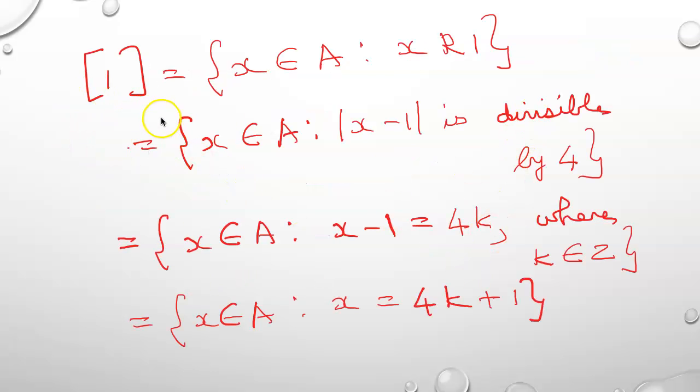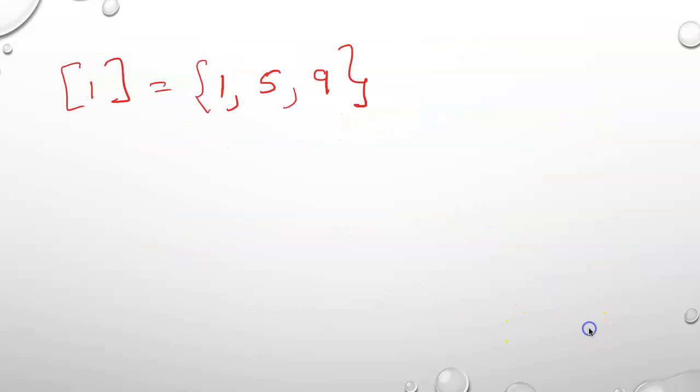So the equivalence class of 1 is the set of all elements x belonging to A such that x is related to 1. That is the set of all elements x belonging to A such that mod x minus 1 is divisible by 4. That is, x minus 1 is 4k, where k is an integer, because if it is divisible by 4 you can write it as an integral multiple of 4. So this is the set of all elements x belonging to A such that x equals 4k plus 1. So the elements will be 1, 5 and 9, because your set A has elements 1, 2 up to 12. So this is the equivalence class of 1.